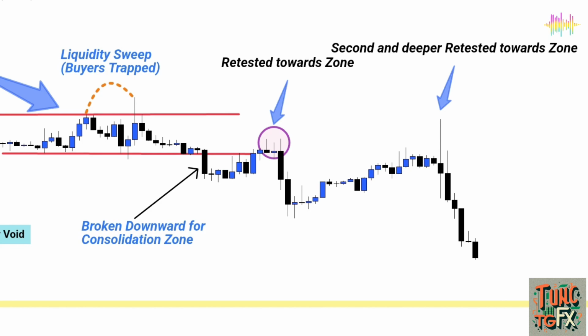If we assume that we entered the trade when the zone broke to the downside, and with the stop-loss level, of course, being above the consolidation zone, as you can see on the screen, the price tests inside the consolidation zone twice before turning its direction downward again.